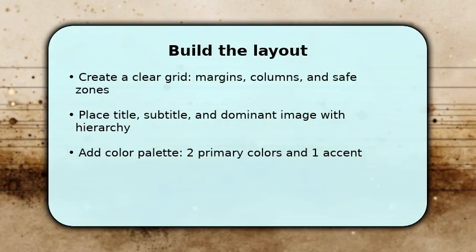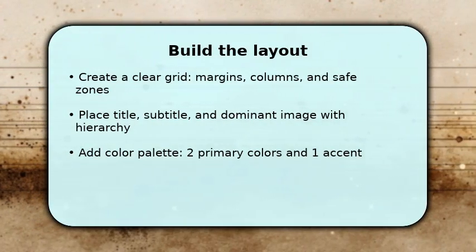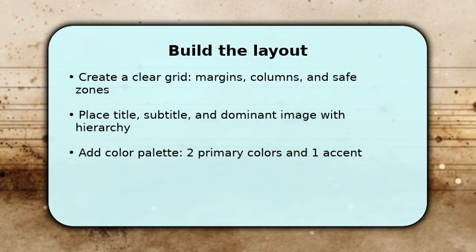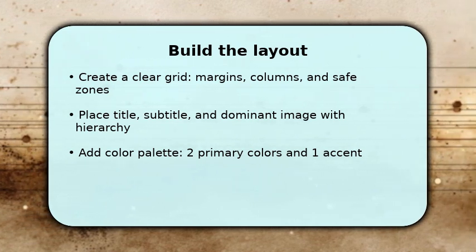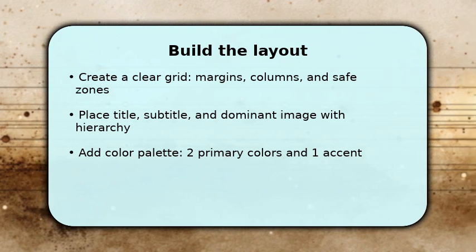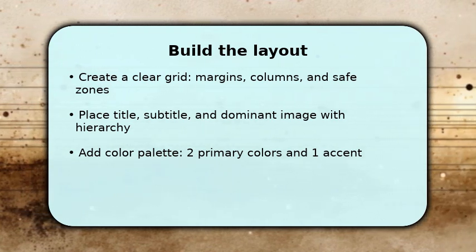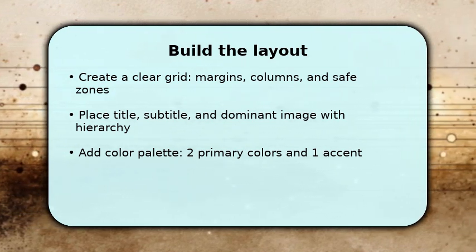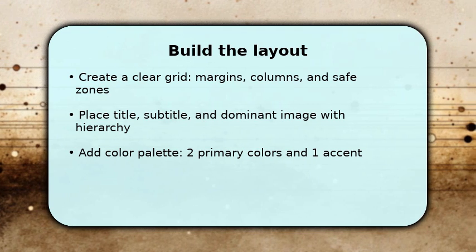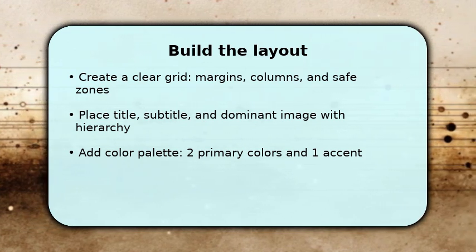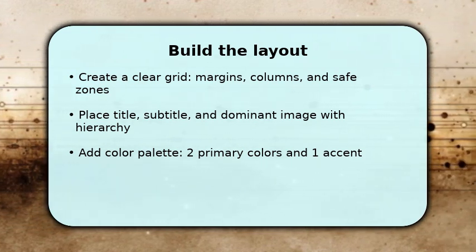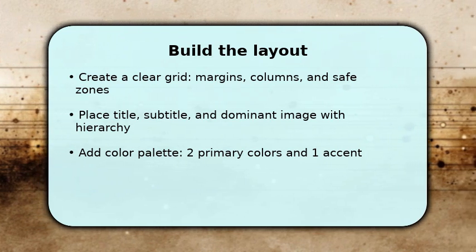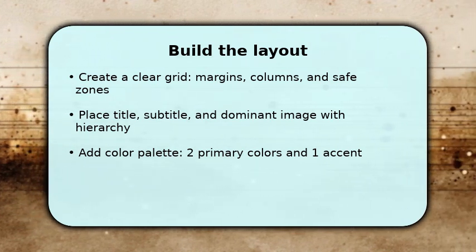You now construct the central composition. Establish a grid with margins and 1 to 2 columns to control spacing. This avoids clutter. Place the title prominently, subtitle below it, and set the dominant image to lead the eye, larger, slightly offset, and aligned with the grid. Once balanced, apply a restrained color palette, 2 primaries and 1 accent, to convey period tone. Make sure to assign type sizes for hierarchy so headings, captions, and body are instantly readable.